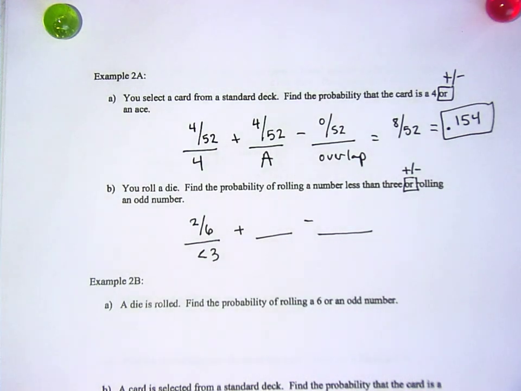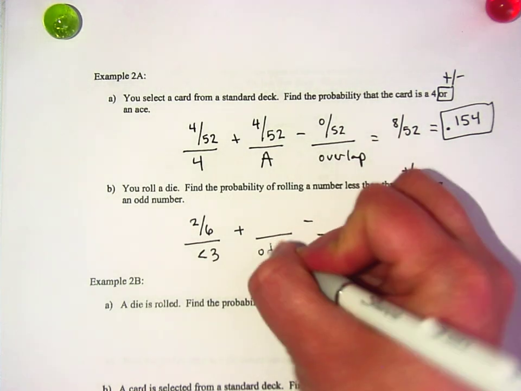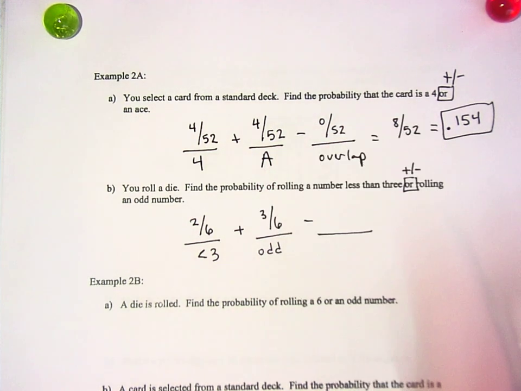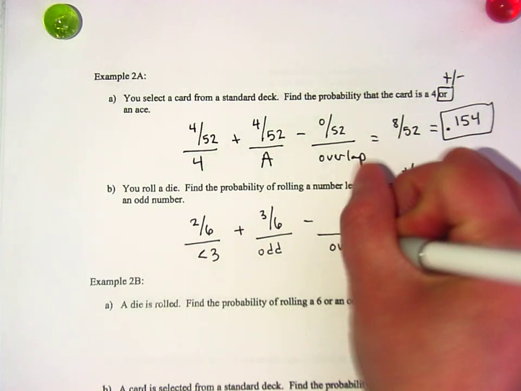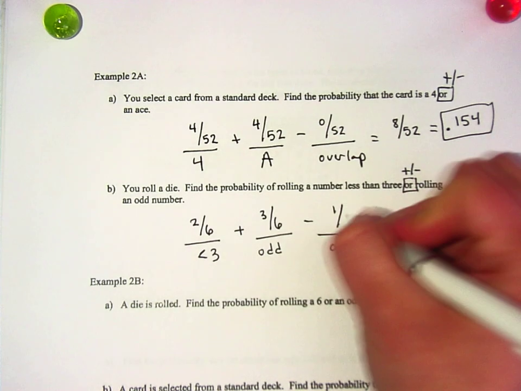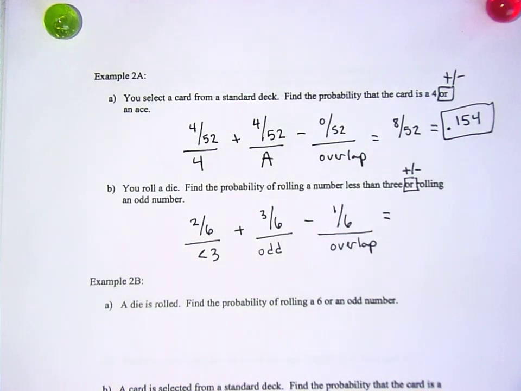Okay, and what's the possibility of rolling an odd number? How many odd numbers are there? It's 3 out of 6. Okay, now let me explain what the overlap would be here. The overlap would be anything where it's an odd number and it's less than 3. So that's 1 out of 6. And I'm gonna explain that with a die in just a second.